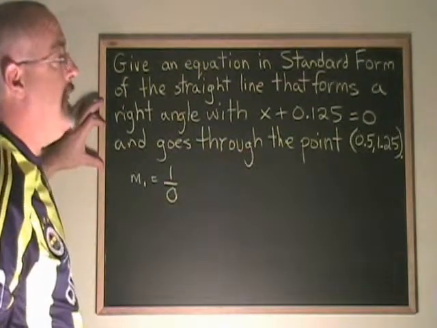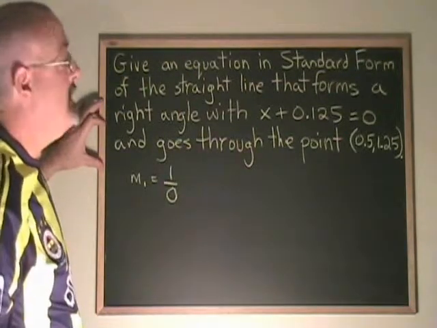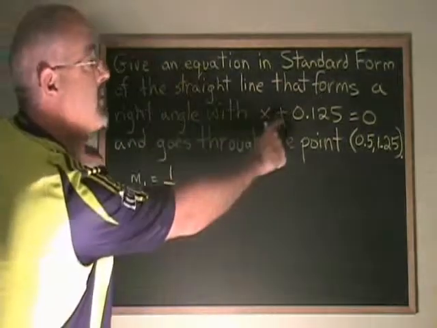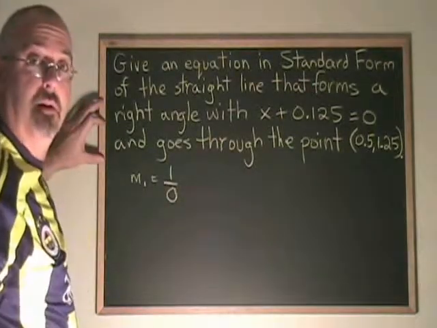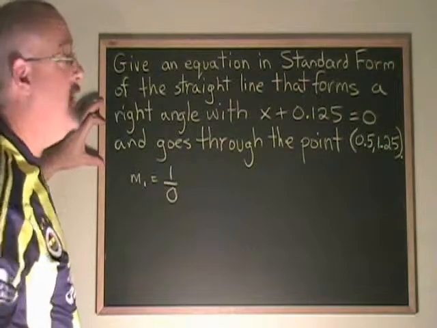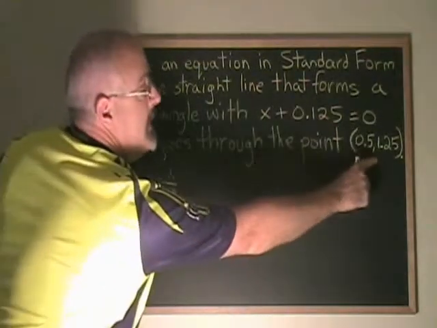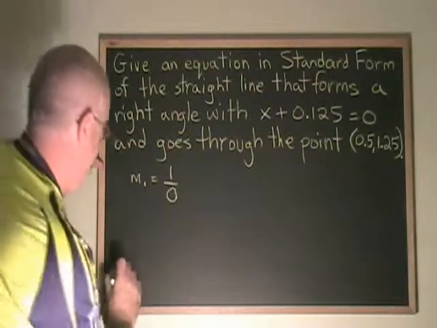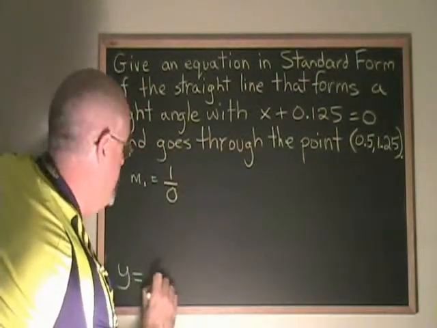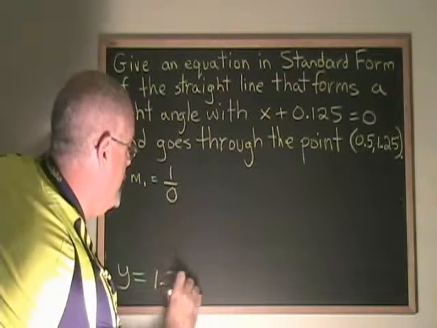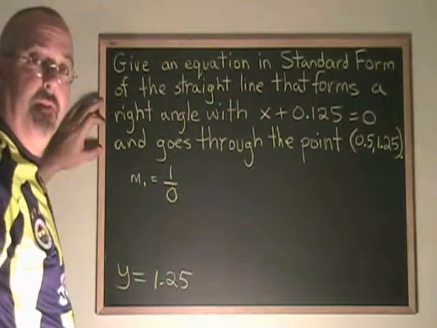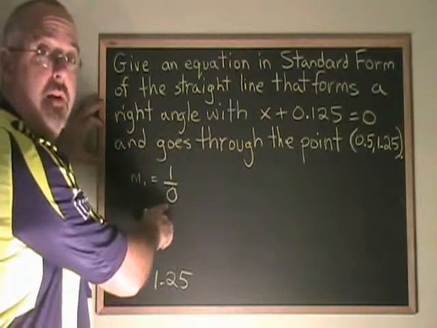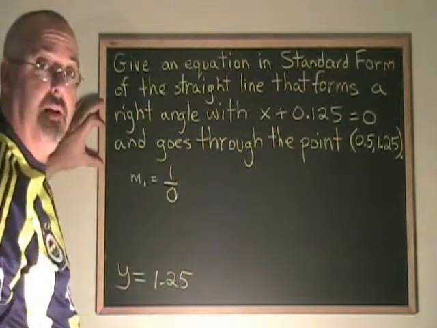I'm able to jump ahead and guess the answer of this problem correctly simply by realizing that any line that is perpendicular to a vertical line has to be a horizontal line. And any horizontal line that goes through this point has to have the equation y = 1.25. But I want to show a justification for my answer, so I can use this fraction and go through the procedure I would use for an oblique line.